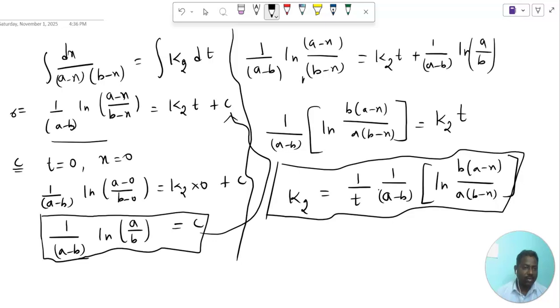Integrate the equation. Here you have to remember the integration of dx by (a minus x)(b minus x). Since the mathematical derivation is not required here, as it may lead to a very long derivation, you can directly remember 1 by (a minus b) ln of (a minus x) by (b minus x). Then find c by applying the condition t is equal to 0 and x equal to 0. Then you will get the value of c, and substitute it in the integrated equation. We can arrive at the rate constant expression: k2 is equal to 1 by t into 1 by (a minus b) into ln of b into (a minus x) divided by a into (b minus x). So this is the integrated expression for a second order reaction with two different reactants. Thank you.